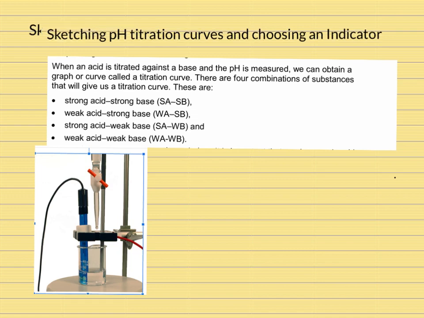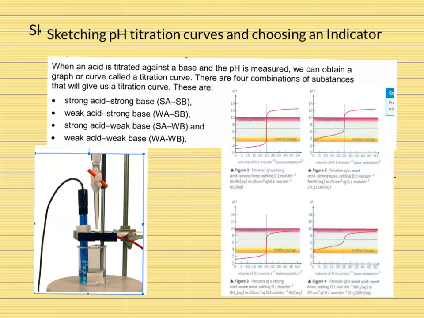From my previous video, you will also know how to choose an indicator, and for this purpose we'll just remind ourselves of the 2 major indicators. Remember, the indicator has to change over the vertical part, or the equivalence point, and therefore for a strong acid, strong base, from my previous video you learned that both phenolphthalein and methyl orange were suitable indicators. For a weak acid, however, we can't use methyl orange because it's already yellow at that pH, and therefore phenolphthalein is a suitable indicator for a weak acid and a strong base.